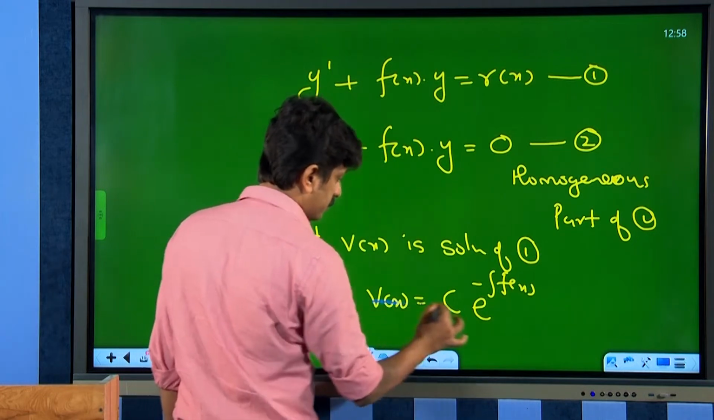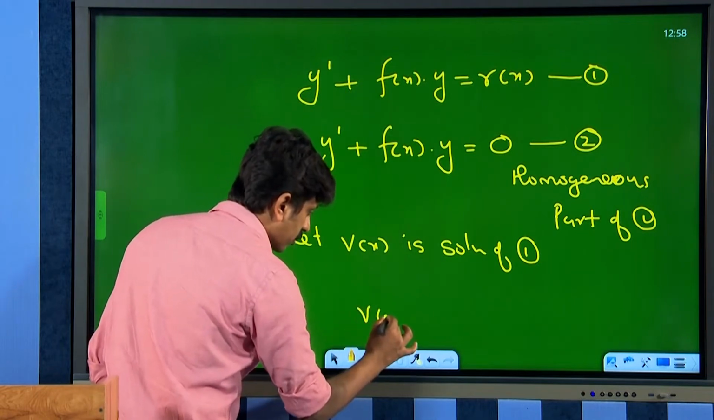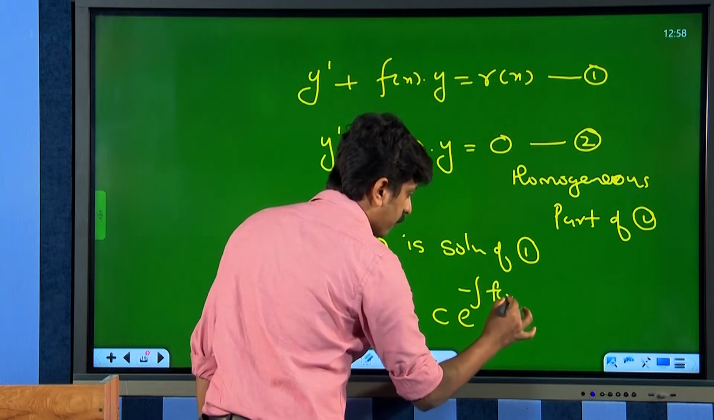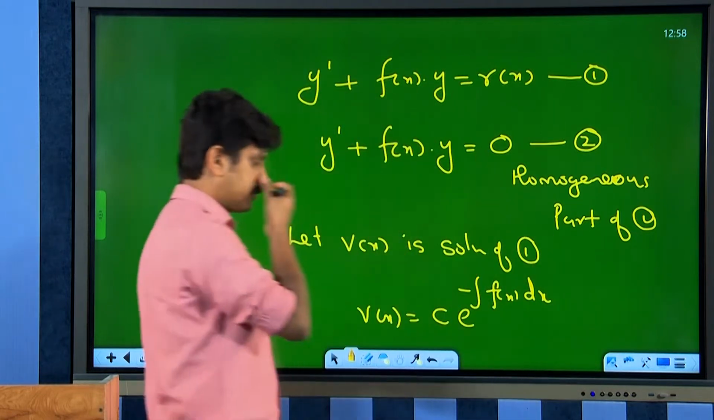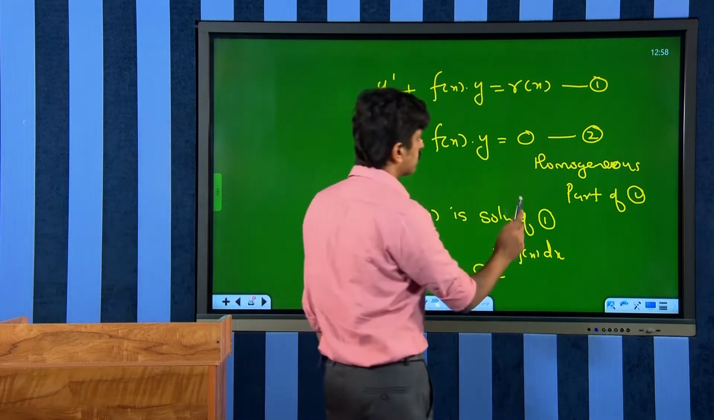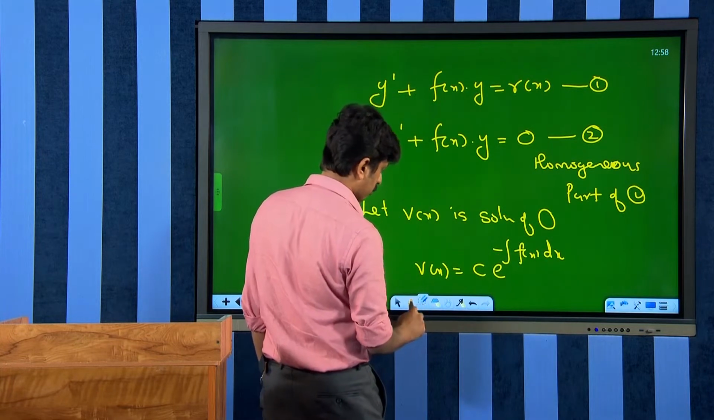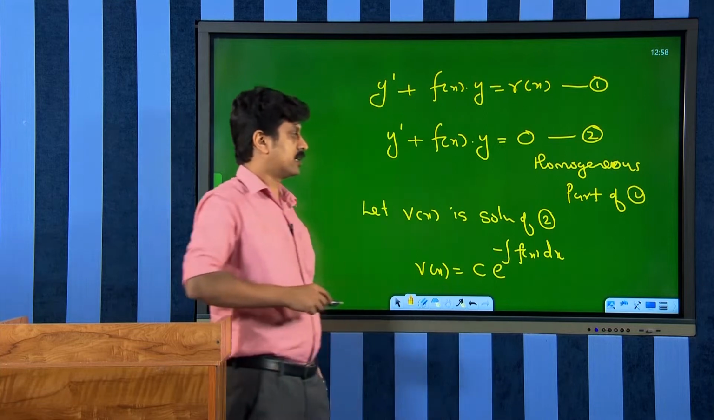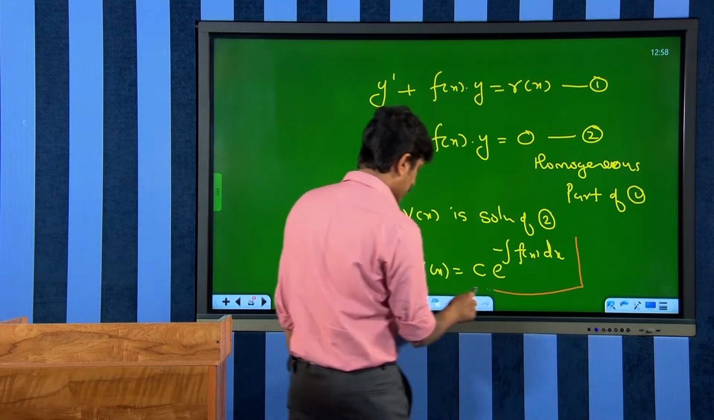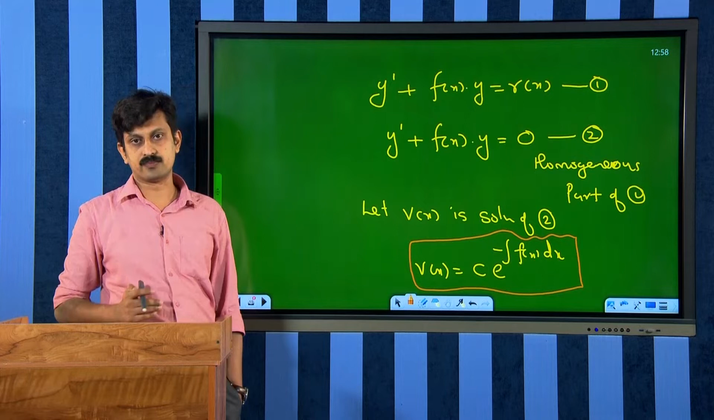Sorry, v of x is equal to c e raised to integral minus f of x dx. So this v of x is the solution of equation 2, the solution of the homogeneous part.